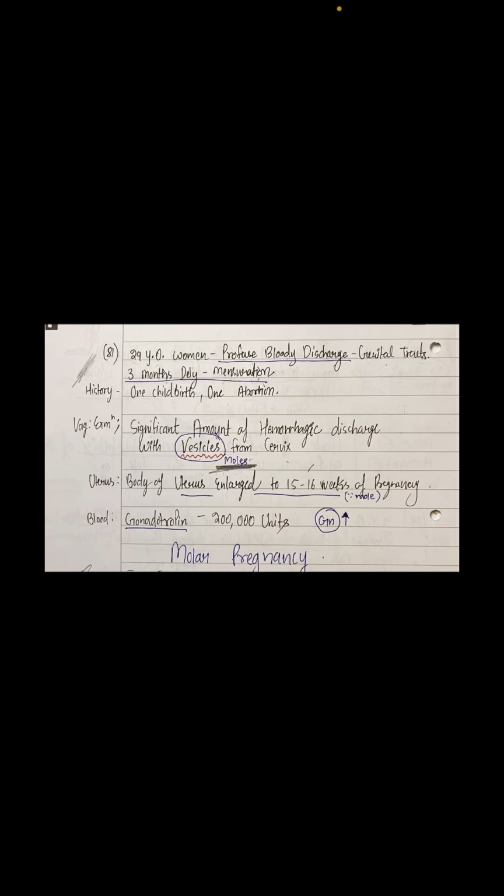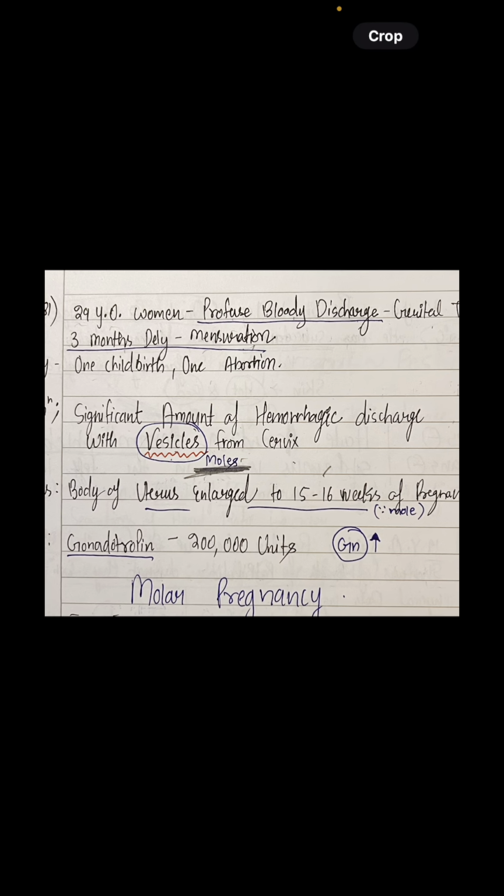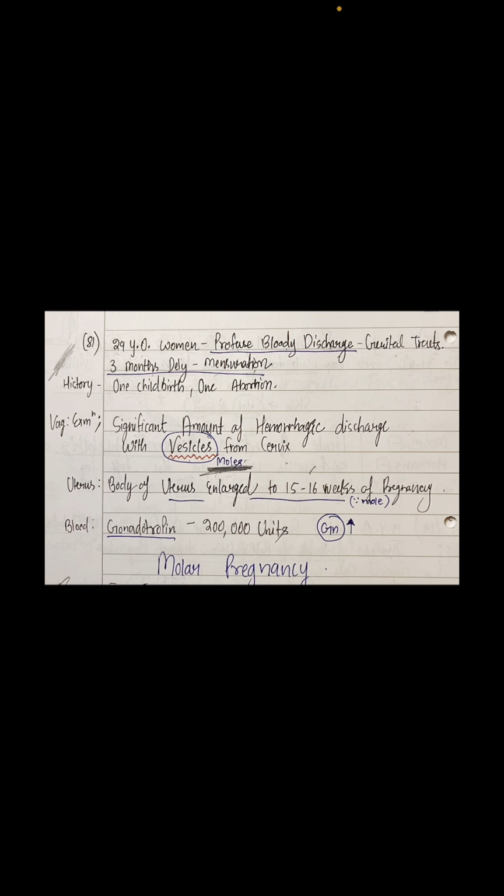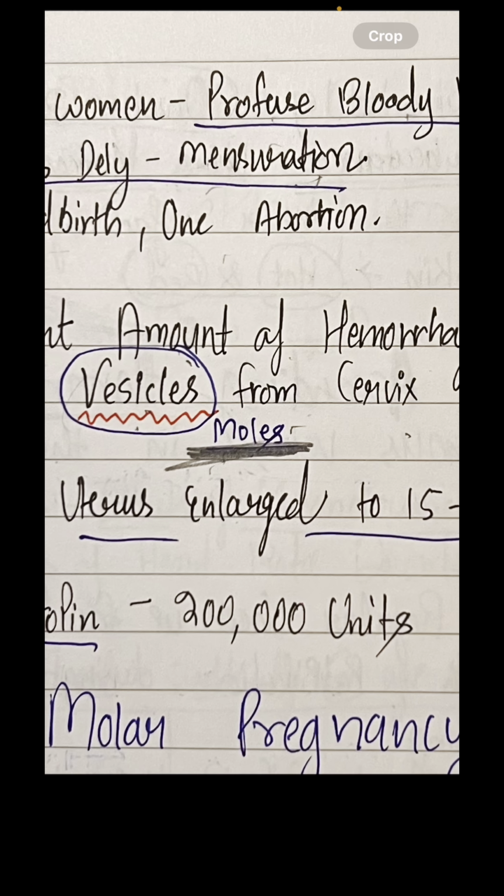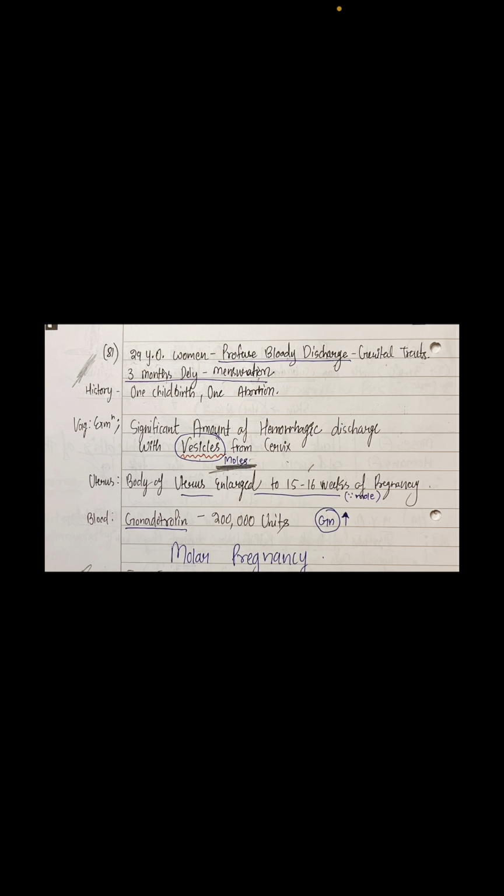29-year-old woman having profuse bloody discharge from the genital tract, 3 months delay in the menstruation, having history of 1 childbirth and 1 abortion. So vaginal examination shows a significant amount of hemorrhagic discharge with vesicles from the cervix. So these vesicles are also known as moles from the cervix. The body of the uterus is enlarged to 15 to 16 weeks of pregnancy.